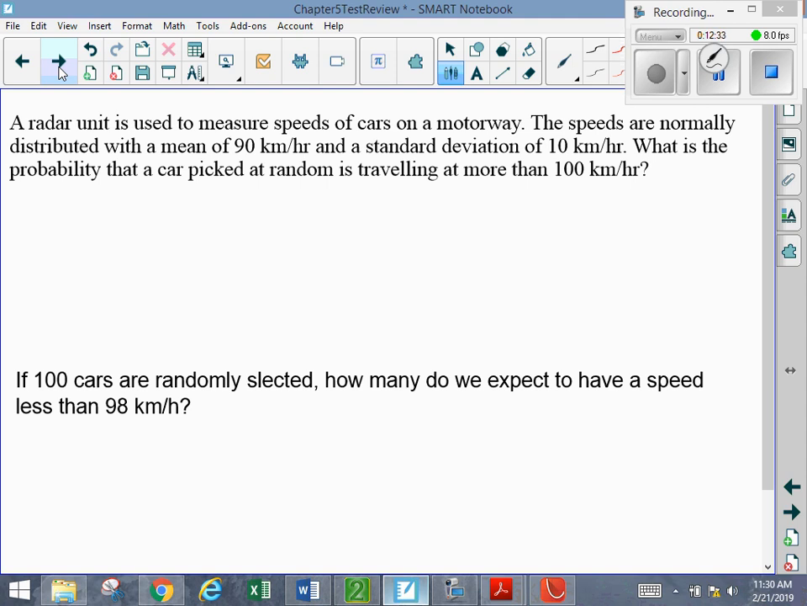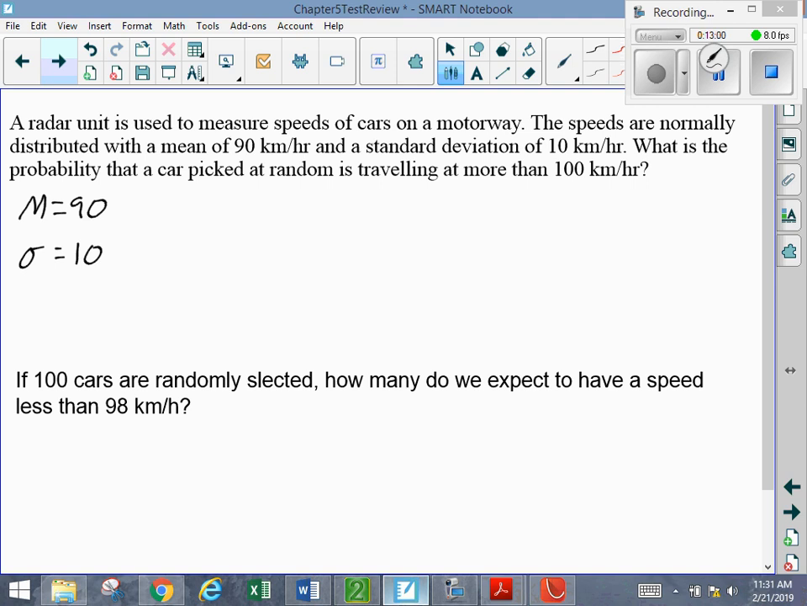So a radar unit is used to measure speeds of cars on a motorway. Okay, cool. Speeds are normally distributed with a mean of 90 kilometers per hour and a standard deviation of 10 kilometers per hour. What is the probability that a car picked at random is traveling more than 100 kilometers per hour?